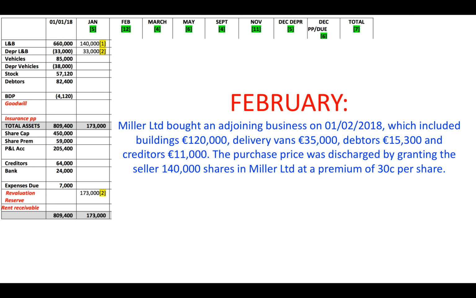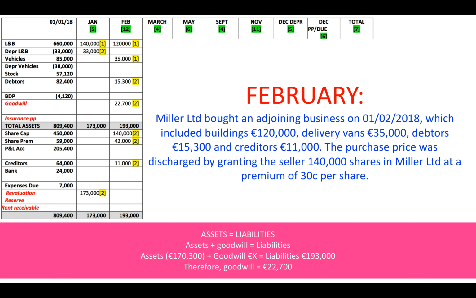February, Miller Limited bought an adjoining business on the 1st of the 2nd, 2018, which included buildings €120,000, delivery vans €35,000, debtors €15,300 and creditors €11,000. The purchase price was discharged by granting the seller 140,000 shares in Miller Limited at a premium of 30 cents per share. So this is what it's going to look like. So we included buildings 120,000 here. We had delivery vans 35,000. We have debtors 15,300. Then we move down, we have creditors 11,000. So creditors down in the liabilities 11,000.